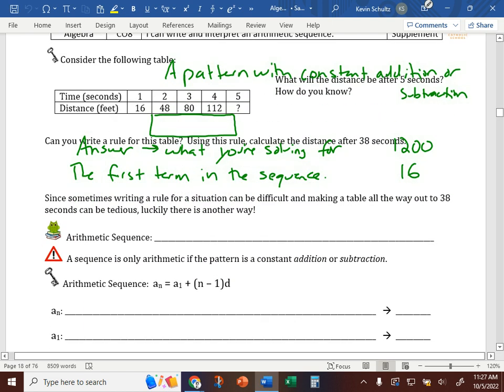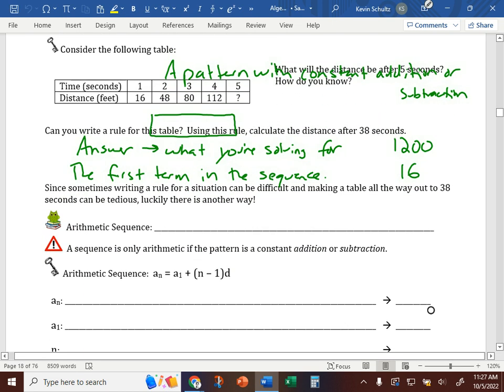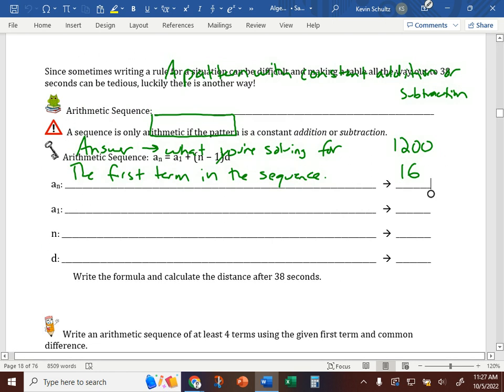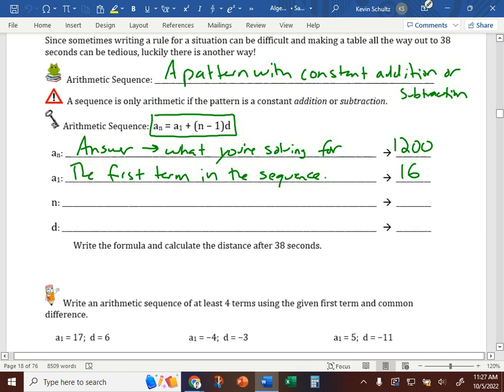This sequence is a pattern of repeated addition. We're adding 32 over and over again. The t value, the time, you can correlate to the term number: the first term is 16, the second term is 48, third term is 80, fourth term is 112, fifth term was 144, et cetera, all the way out to the 38th term, which we found to be 1200. So this increasing by 1 is important because that gives us the number of the term in the sequence, which is where we are heading next.